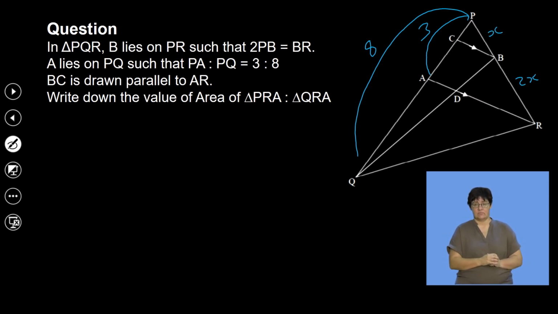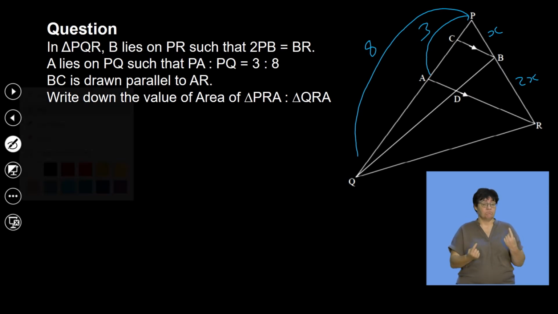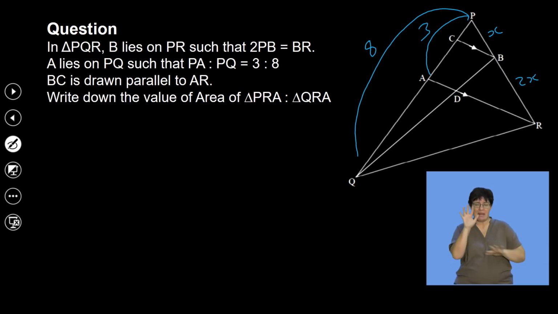And then I want to talk about the ratio of the areas. The main thing that I must look for is, are the triangles between two parallel lines or not? If they are, it means they have the same height. So which triangles am I dealing with here? Let me just use a different color. It's PRA, right? So PRA will be that one there. And it's also QRA.